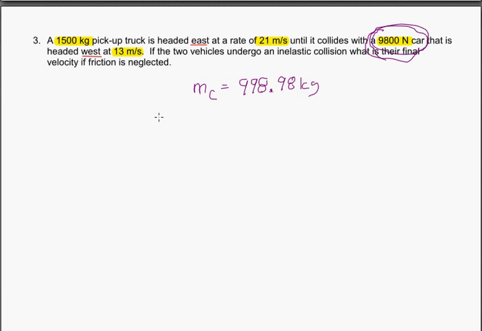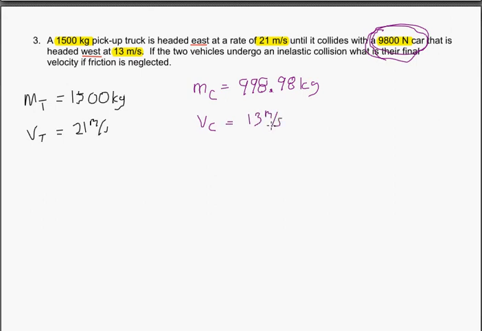Okay. Now what I want to do is start confirming some of my other variables. So I've got a mass of a truck. I'll put it right here. MT equal to 1500 kg. And then I also have a velocity of my truck equal to 21 meters per second. And then I've also got a velocity of my car equal to 13 meters per second.